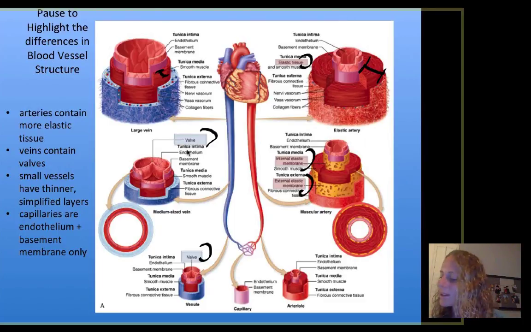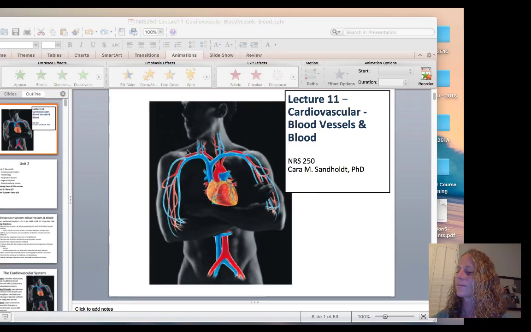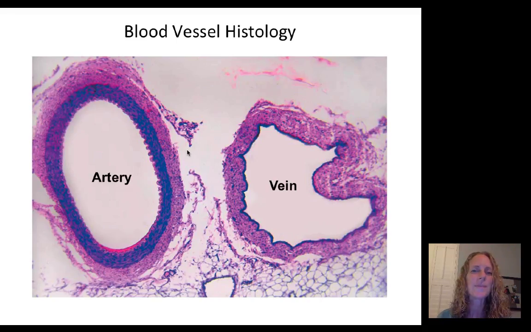And look at the capillaries. The capillaries really only have an endothelial layer and a tiny bit of basement membrane, so they don't have all three layers like the rest of the blood vessels. Okay, let's look more closely. Here's some blood vessel histology for you to return to after we go through these.